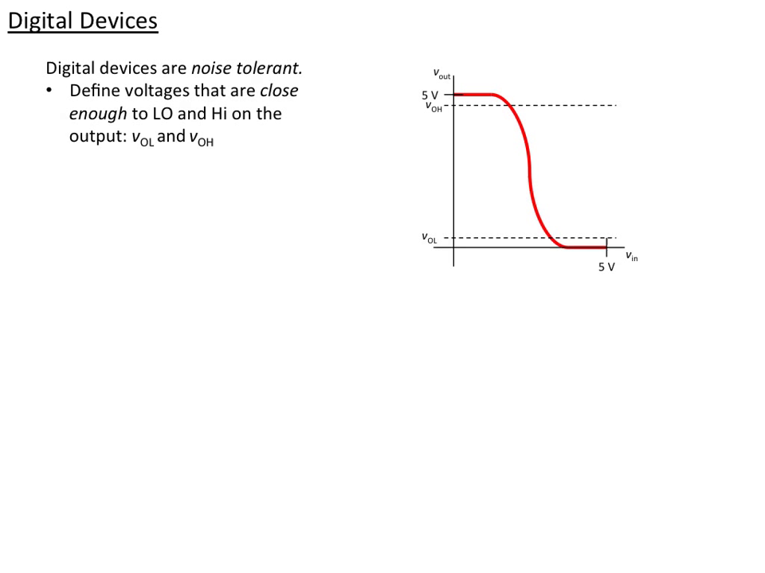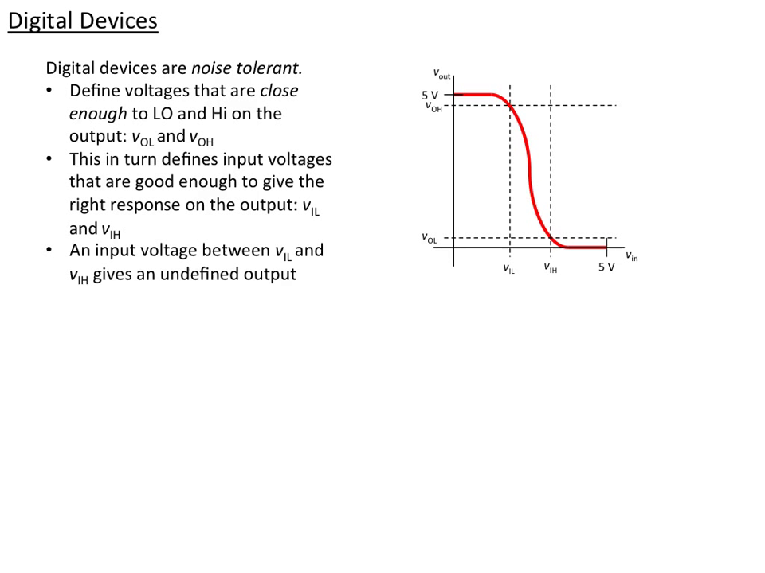So the important thing to understand with digital devices is that they're tolerant to noise, and this is one of the great uses of digital devices. So what we do is we define two output levels that are not quite 0 and 5, just a little bit below 5, a little bit above 0, which is good enough. And we say that for the output, everything above V out high is considered to be high, and everything below V out low is considered to be low. And that means that anything in the middle, we don't know what to do with. And that's good for the output.